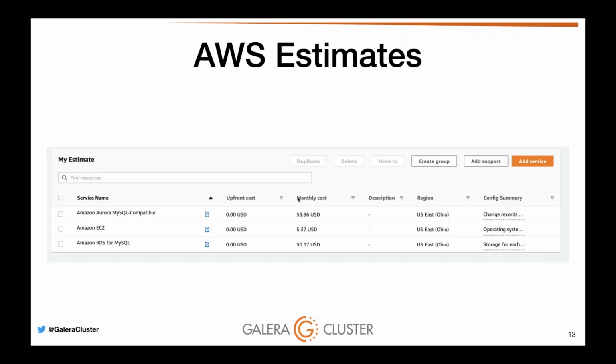I also took the ability to do the AWS estimates. I went to the AWS calculator. I'm sure many of you used RDS before, and RDS currently uses semi-synchronous replication for 8.0 when it comes to MySQL multi-AZ. But remember, you don't actually get to use that node.